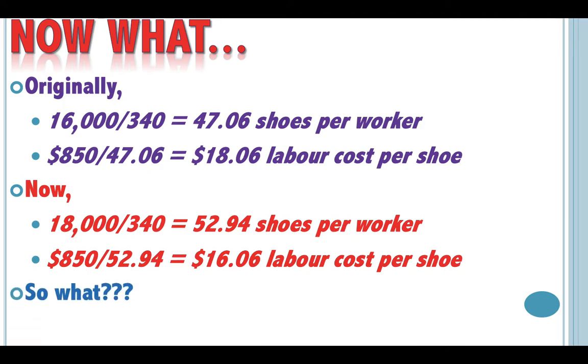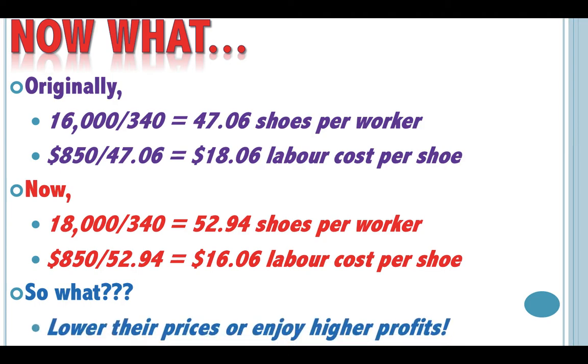Okay, so why is that important? Why is that relevant? Well, that's going to allow the business to perhaps lower their prices because their labor cost per shoe is reduced, or we can enjoy higher profit margins if we kept the price the same. So if the price remained exactly the same and yet your labor cost per shoe came down, assuming ceteris paribus, labor, material costs, distribution costs, marketing costs stayed the same, we would instantly have a higher profit margin because we've lowered our labor cost per shoe.